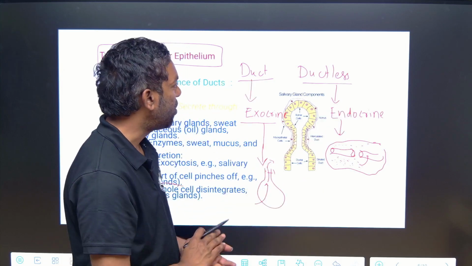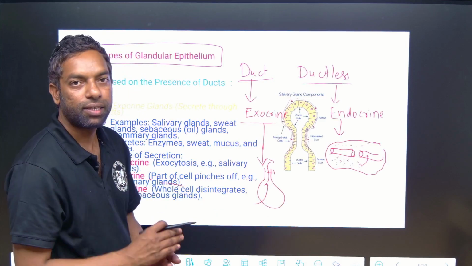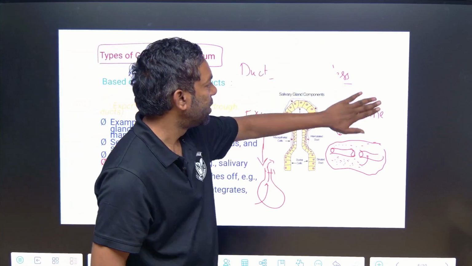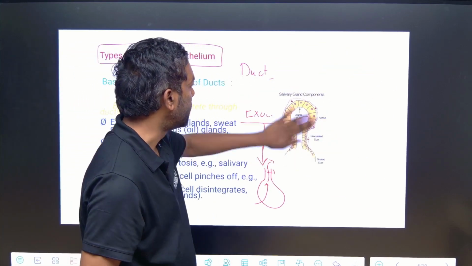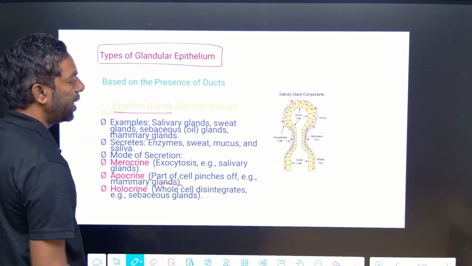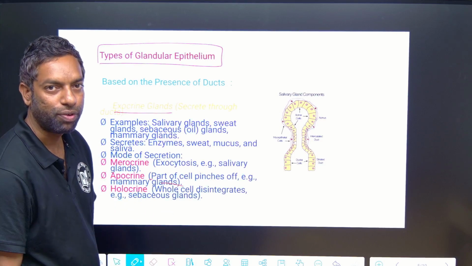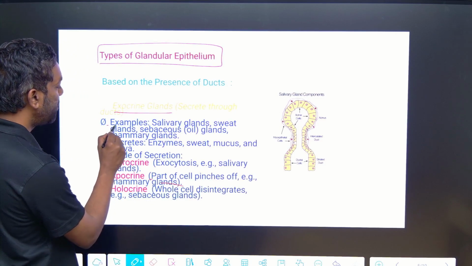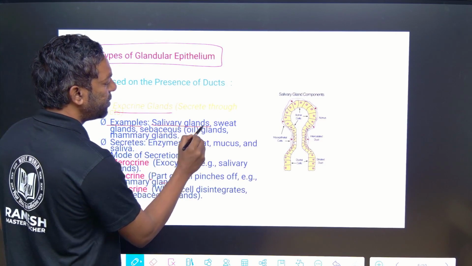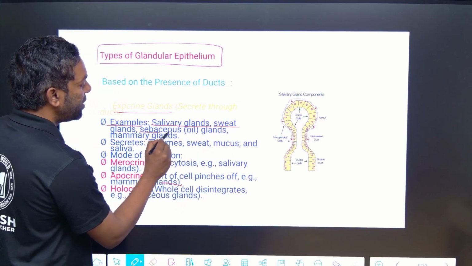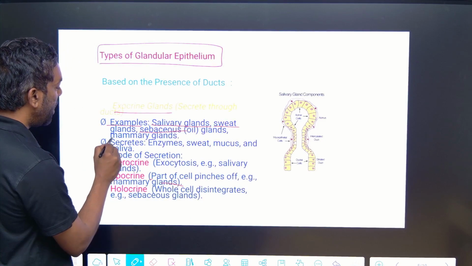So based on duct and ductless, there are endocrine glands and exocrine glands. Exocrine glands examples: they may ask you which of the following comes under exocrine. Examples are salivary glands, sweat glands, sebaceous glands, oily glands and mammary glands.